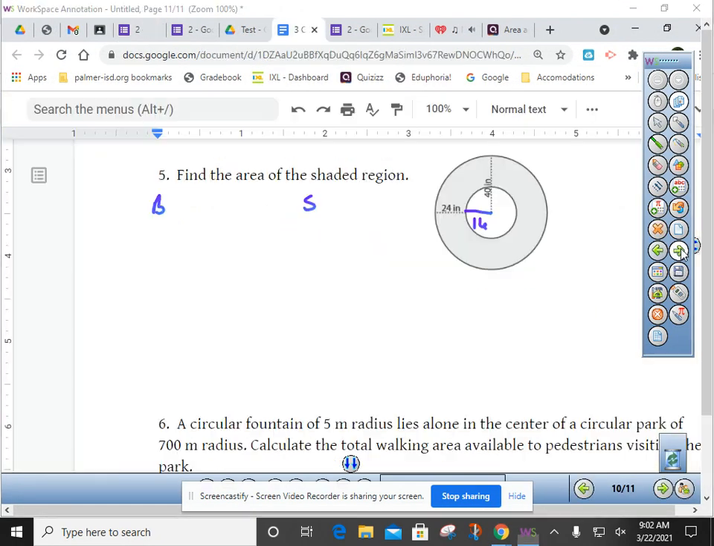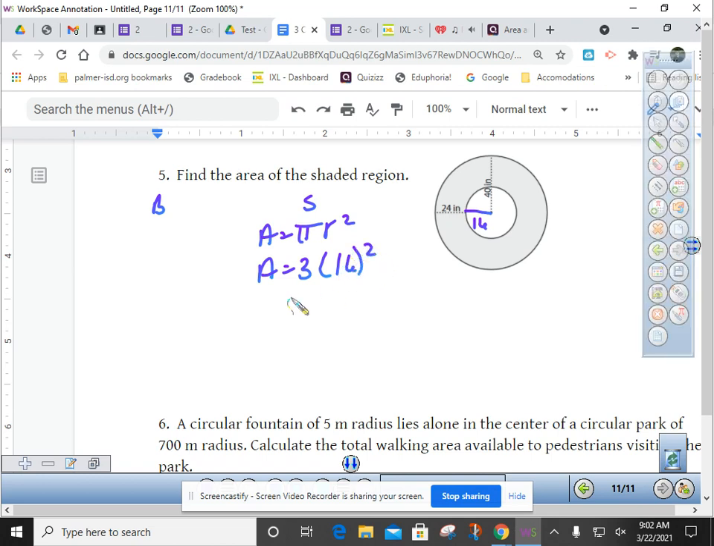Back here, we do the small one first. Pi r squared. I would use 3 for pi. What was the radius? 16. 16 squared. And what is 16 squared? 256.